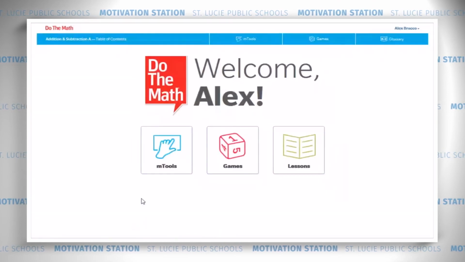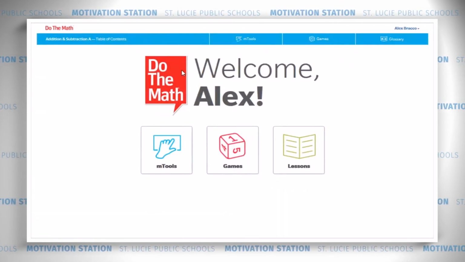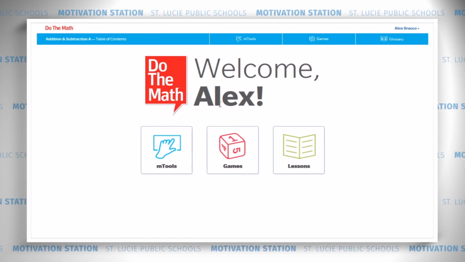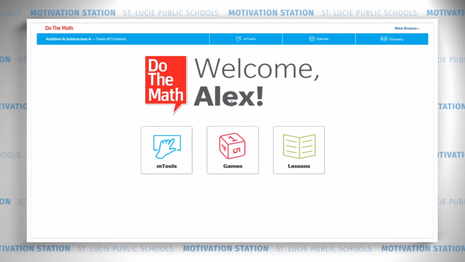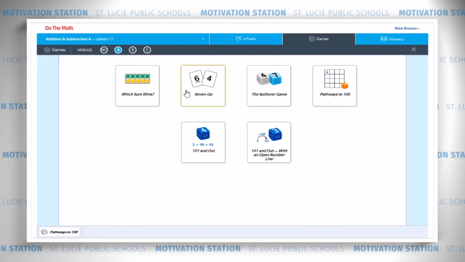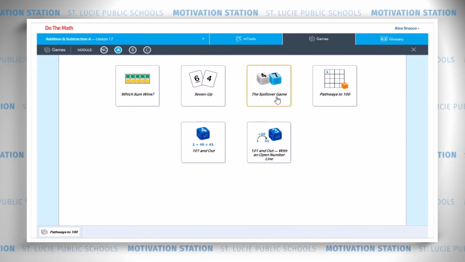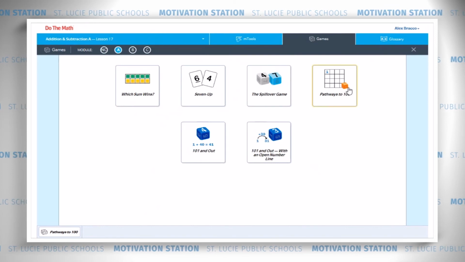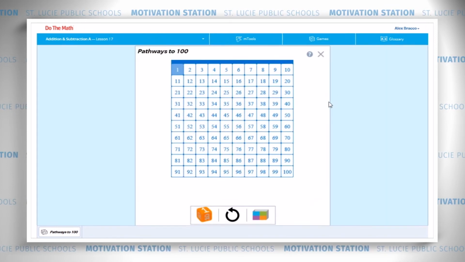So I'm going to go into my digital tools. And this is what your screen should look like when you log in and click do the math. Welcome, and this is Alex's, but yours will say welcome and your name. You're going to click on games, and you see here we've got all of our games. Some we've played already, 7 Up. The spillover game we've also played. We are playing Pathways to 100. So we'll click on Pathways to 100.